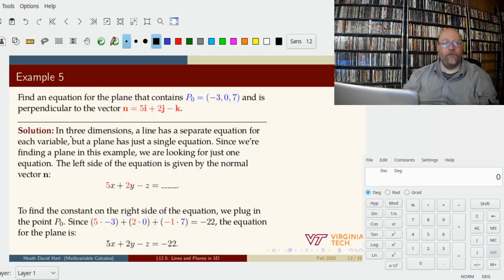So here's the solution written out again. In 3 dimensions, a line has a separate equation for each variable, but a plane just has a single equation. The left side of the equation is given by the normal vector n, 5x plus 2y minus z. And then to find the constant on the right side of the equation, we plug in the point p naught, and that's where we get the negative 22 from. And so this is the answer that we get.